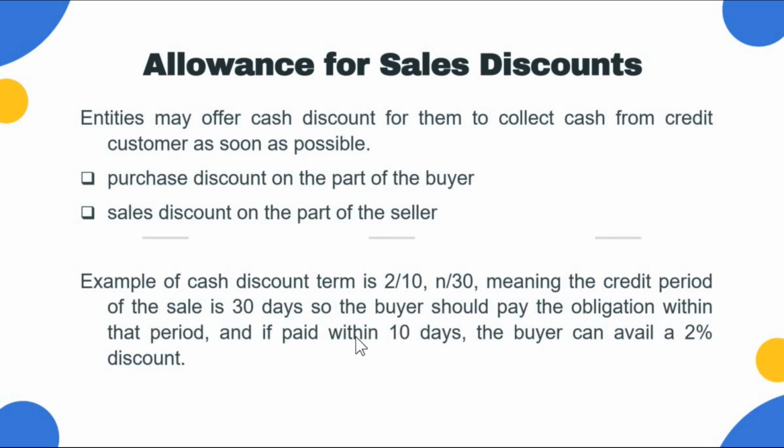2, 10, and 30. So yung 2 dito represents the discount. Then 10 here represents the discount period. So ito na net of 30 days. So this is the longest time, or shall we call it credit period of the sale.